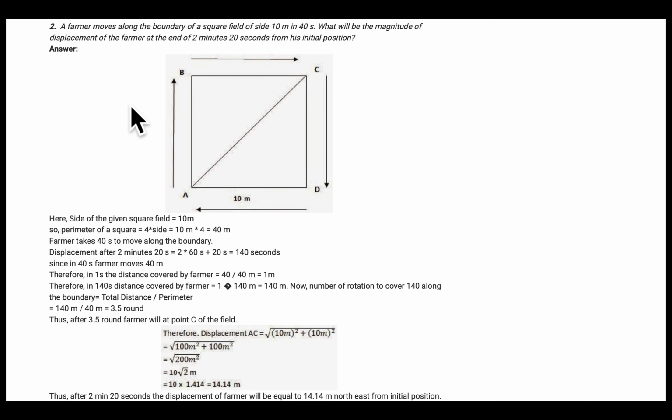Good morning, students. Let us discuss the numerical problems of NCERT.